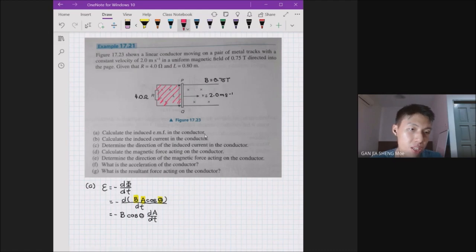Again, I'd like to remind all of you that the area is over here. This area can be found by taking the length, which they use capital L, multiplied by the width.